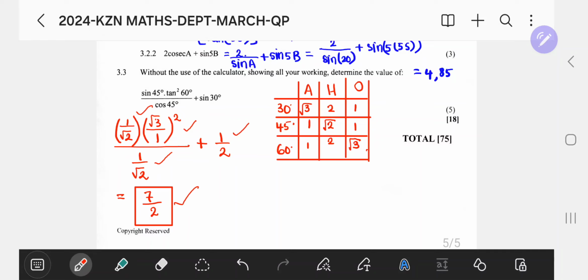That brings us to the end of this paper. It was actually a 1.5 hour paper, which we've managed to do in 1 hour with explanations. So I think that's quite good.